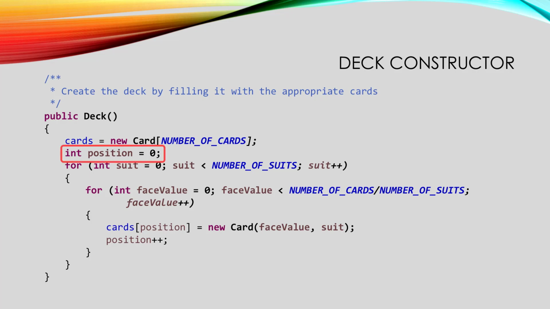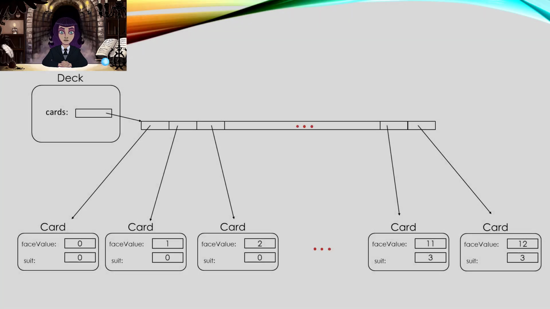The only thing we haven't explained is that variable named position. It starts at 0, and it gets incremented every time we create a card. What it's doing is keeping track of where in the cards array the next card we create should go. That's why the results of the calls on the constructor are stored in cards sub position. The first card will go in position 0, the second into position 1, and so on. After the constructor is finished running, this is what we'll have. The cards have been put into the array in suit order, all 13 of the spades in order, followed by the diamonds, and so on.